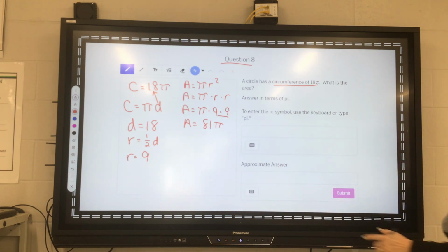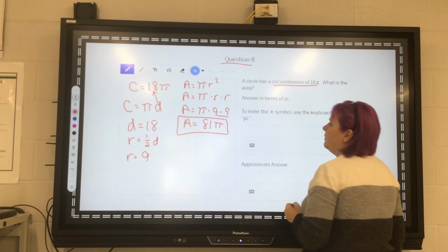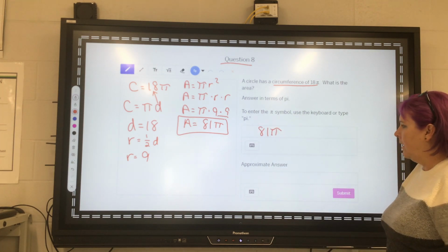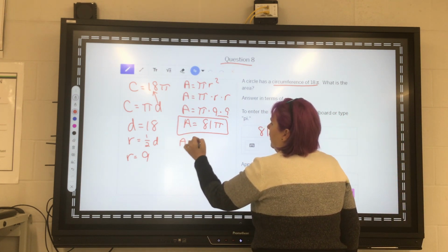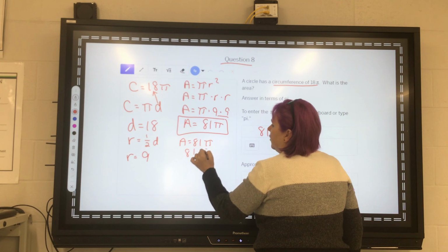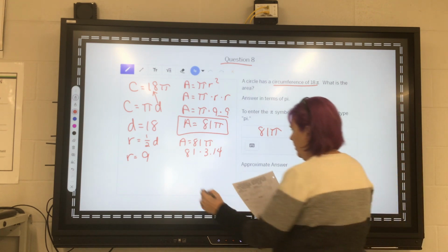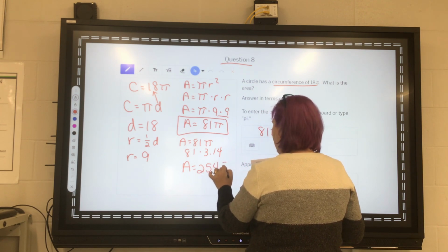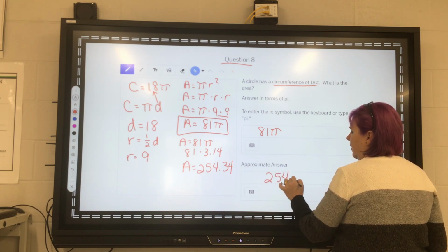In terms of pi, that is my answer. So the first answer is 81 pi, and then I need my approximate answer, so I'm going to do 81 times 3.14. When I do the math, I get A equals 254.34, which would be the answer that goes here.